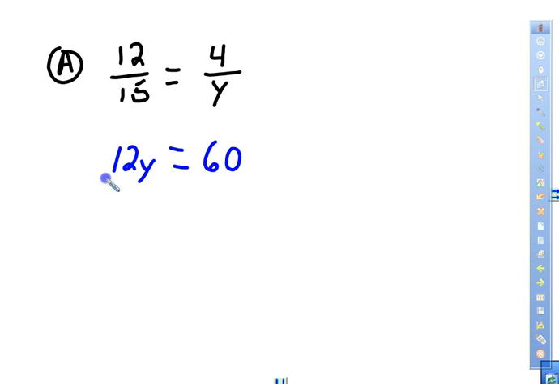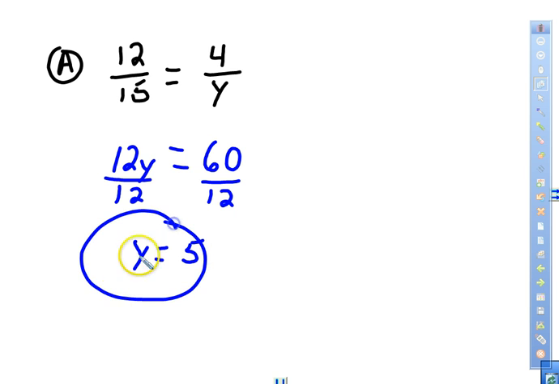So now you divide both sides by 12 to get y by itself. And then you say, well, how many 12s are in 60? Well, that would be 5. So my answer to this is 5.